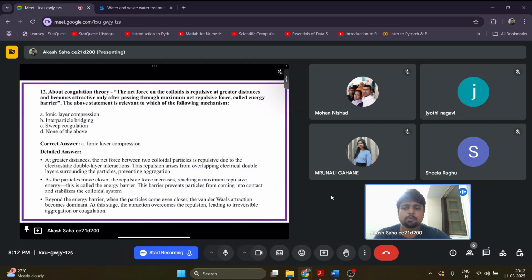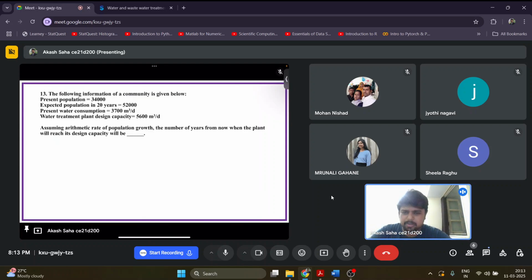This repulsion arises from the overlapping electrical double layers surrounding the particles, preventing aggregation. Now, as the particles move closer, the repulsive force increases, reaching a maximum repulsive energy called the energy barrier. This barrier prevents two particles from coming in contact with each other. Beyond the energy barrier, the particles come even closer and the van der Waals attraction becomes dominant. This van der Waals attraction is nothing but the attractive forces, and this attraction overcomes the repulsion, leading to irreversible aggregation or coagulation. So that energy barrier we have to overcome to get into the attractive zone.